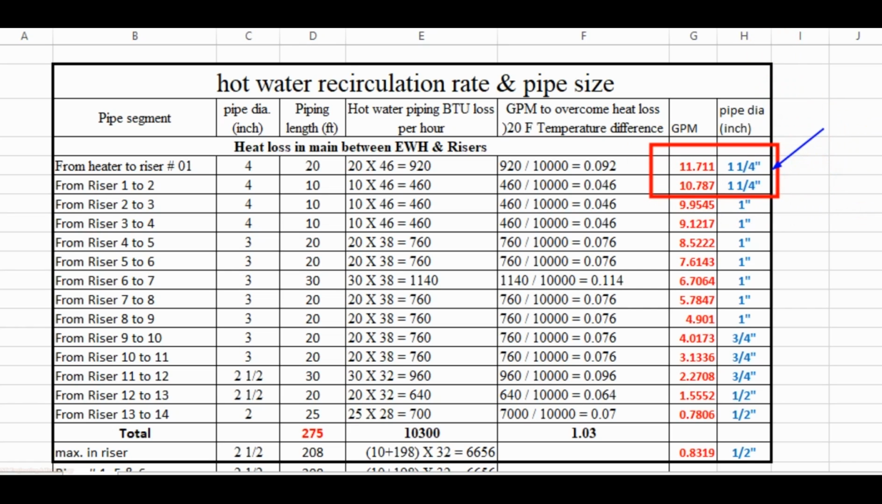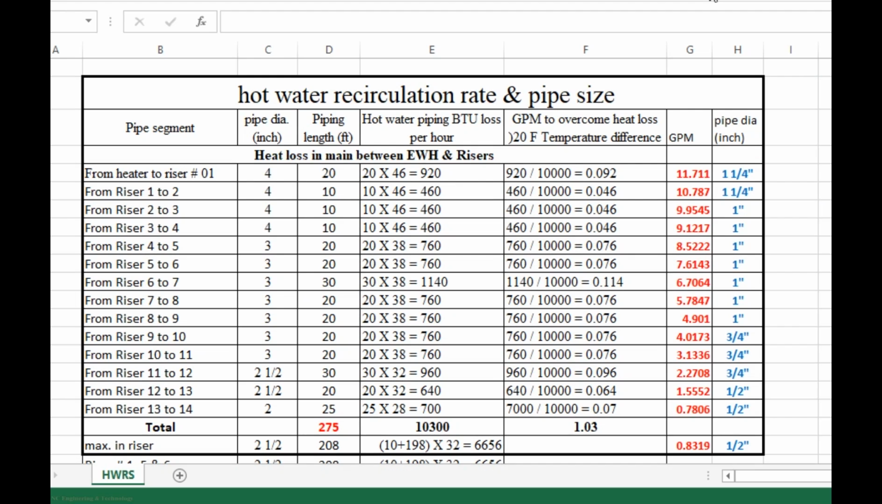Thank you very much. So in this way you can design the hot water recirculation system for any high-rise building. After selecting the pipe size for each pipe segment, then you can calculate the actual pressure head required for the hot water recirculation pump.